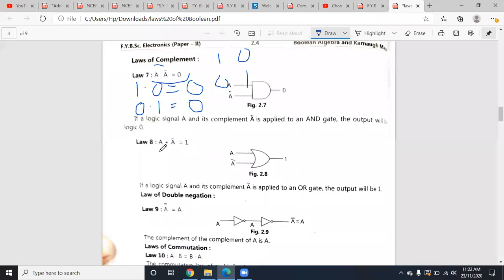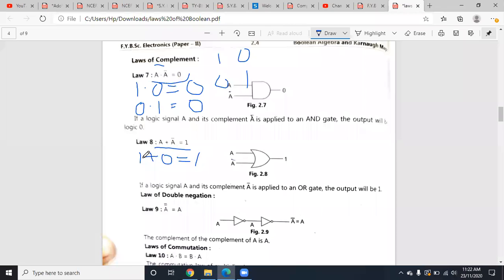Okay. So again, the law of complement for the addition: a single variable A gets added with its own complement. If we consider A is equal to 1, what will be A bar? 0. Simple as that. What will be 1 plus 0? 1. Now this is proved.